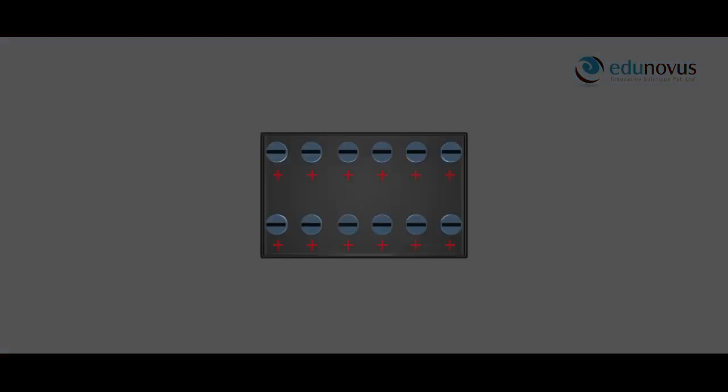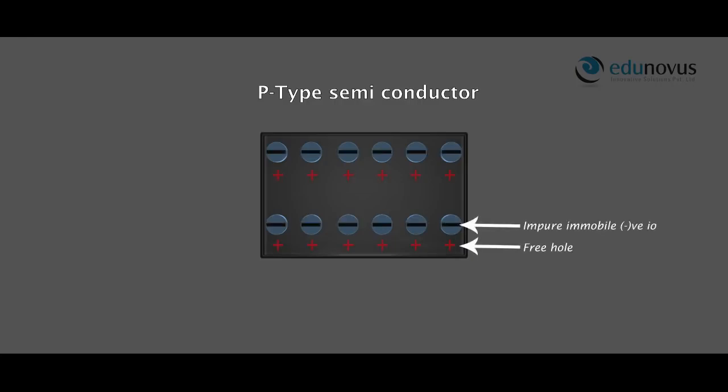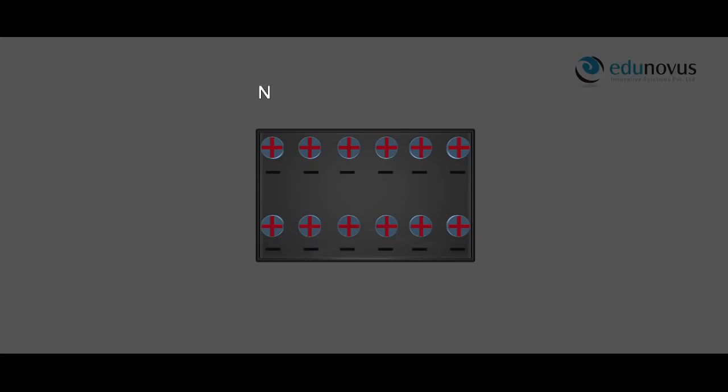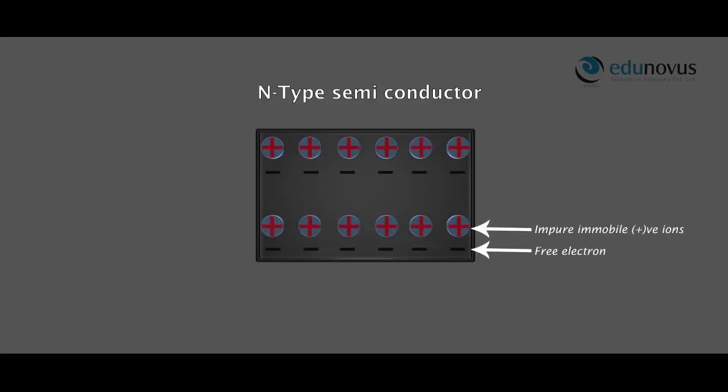A P-type semiconductor is the one which has free holes and impure immobile negative ions. So, we can say that a P-type semiconductor has an excess number of holes, and they are majority charge carriers. Whereas an N-type semiconductor is the one which has free electrons and impure immobile positive ions. So, we can say that an N-type semiconductor has an excess number of electrons, and they are the majority charge carriers.